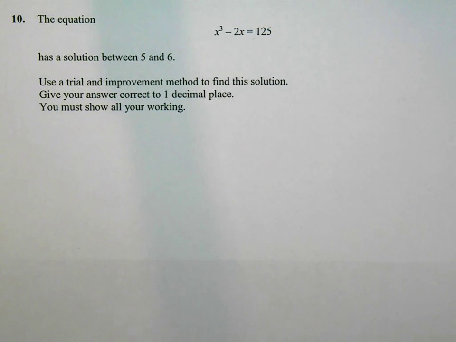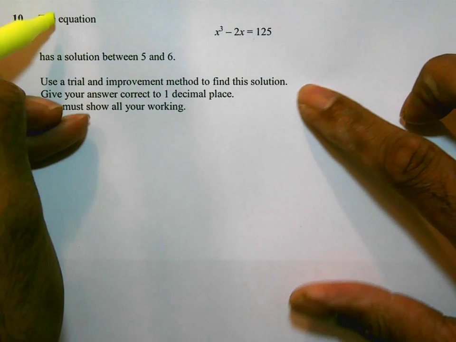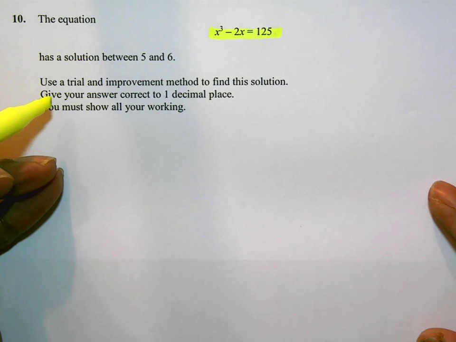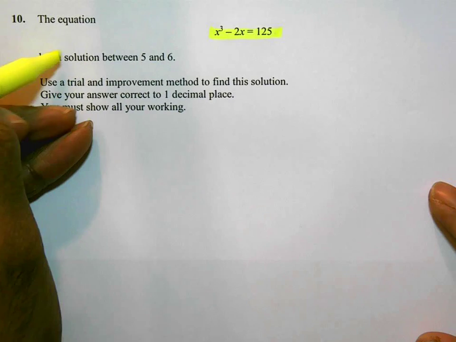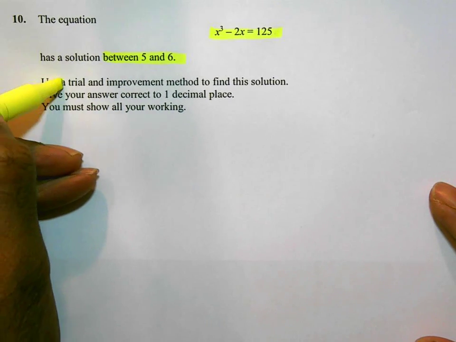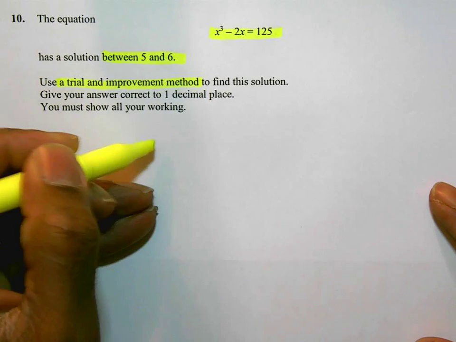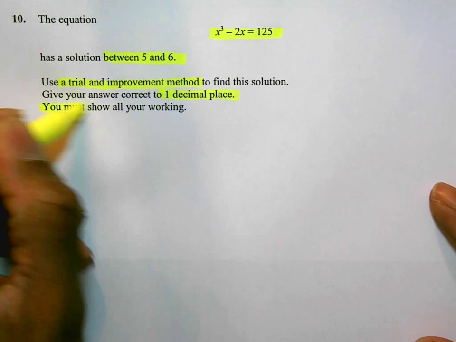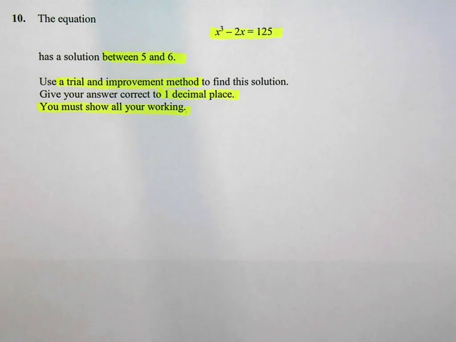This is question number 10 on the November 2014 calculator paper. Okay, let's have a look at the question. The question says the equation x cubed minus 2x is equal to 125 has a solution between 5 and 6. Use a trial and improvement method to find this solution. Give your answer correct to one decimal place, and you must show all your workings.